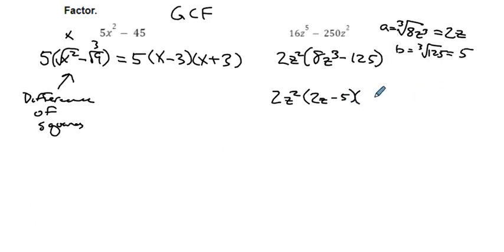Then we have a squared. Well, a is 2z, so if I square 2z, that gives me 4z squared. So we put 4z squared here. Then we know we're going to have plus b squared on the other end, and 5 squared is 25. Because this is minus, this one's going to be plus. Remember, they alternate. And in the middle, 2z times 5 gives you 10z, and then we're done.